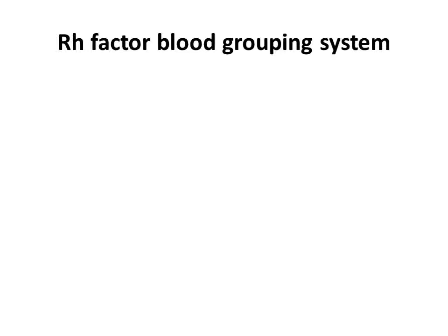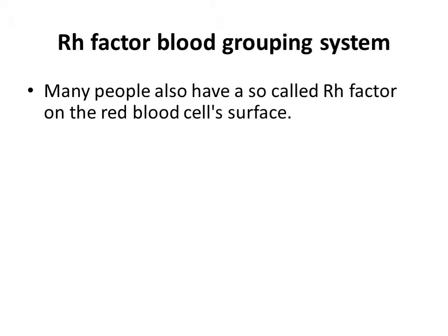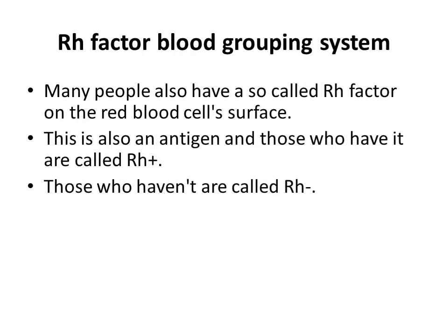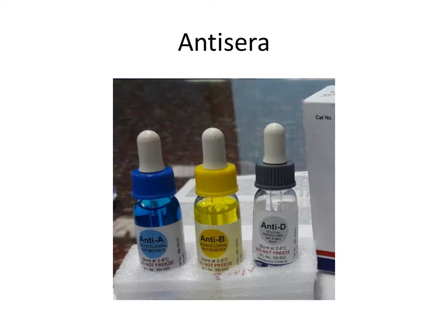Now, there is another factor which differentiates the blood groups, called the Rh factor. This is also an antigen, and those who have the Rh factor are called Rh positive, and those who do not have the Rh factor are called Rh negative.